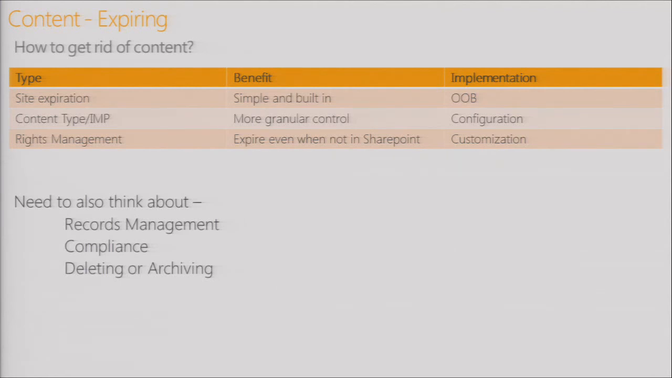Now, where you get into a little bit of a problem is if your site expiration is like 90 days, but your content needs to be 30 days, okay? So if that's the case, then you can't use site expiration, and you need to use content types with the information management policy. You guys all know about going in there and setting the expiration date. If you don't, go to any of the records management sessions here this week, and they'll show you all about that kind of stuff. And then the last one is rights management will actually let you expire documents.